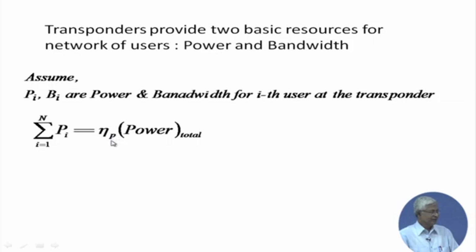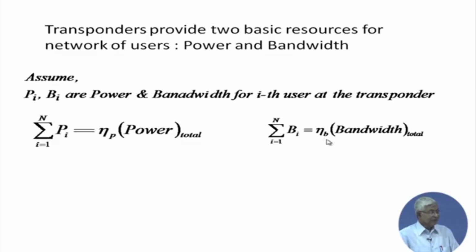So, when eta p is 1, then all the powers each user is taking together will be the available power from the satellite, the total power available from the satellite. The same thing can be put for the bandwidth. So, Bi is the bandwidth of each individual user, and the sum of all of them should be equal to the bandwidth available from the resource, that is the transponder total bandwidth, but we may not be able to fully utilize it. If eta b is equal to 1, then only it is possible.